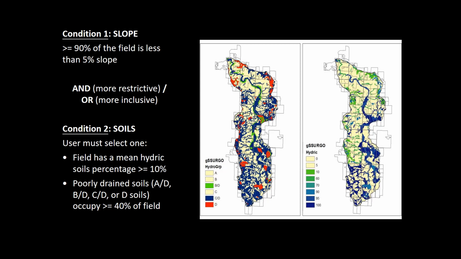On the right, you can see the difference between the D-class classification and then the 10% hydric classification. Finally, the user has to make a choice of using an AND statement, which is more restrictive, or the OR statement, which is more inclusive. When using AND, both the slope and the soil condition have to be met for that field for it to be classified as tile drained. When using OR, either of those conditions can be met, or both can be met, for it to be classified as tile drained.